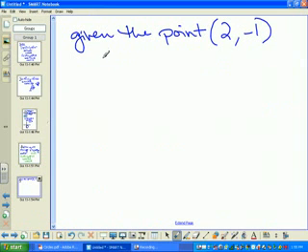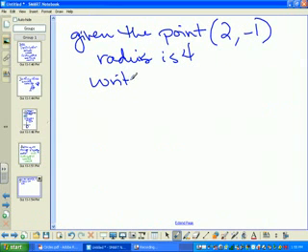Okay. Given the point 2, negative 1, and that the radius is 4, write the equation.